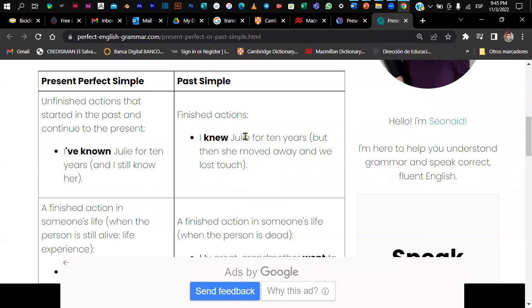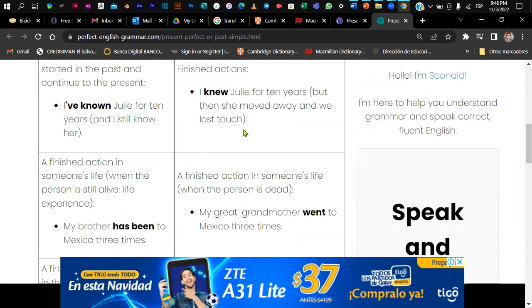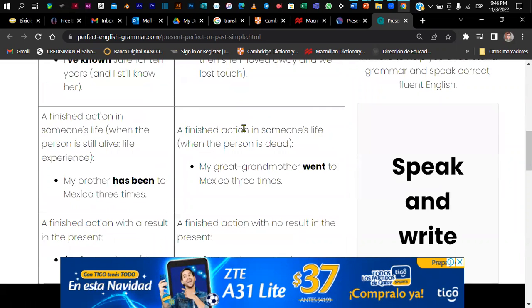All right. And that is the difference. Unfinished actions, present perfect, and past simple or simple past is for finished actions. All right, finished. Let's see a present perfect. A finished action in someone's life. When the person is still alive, a life experience.